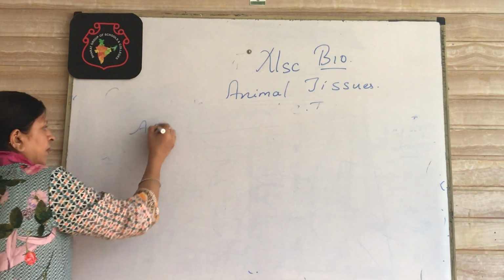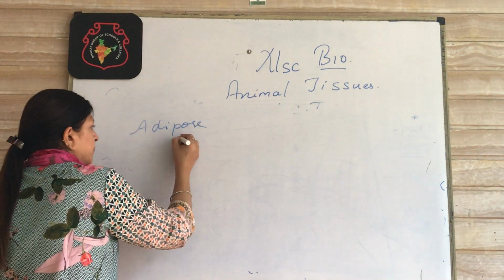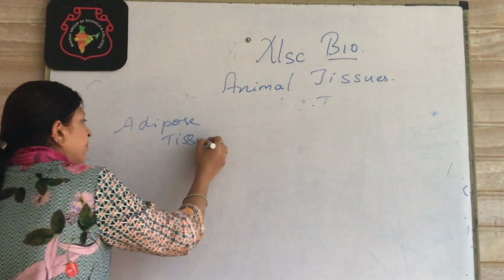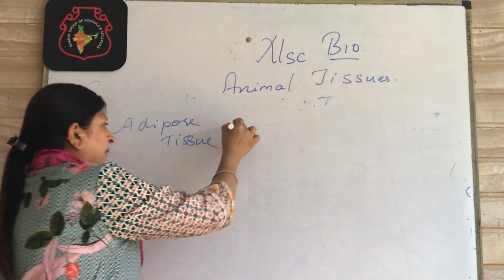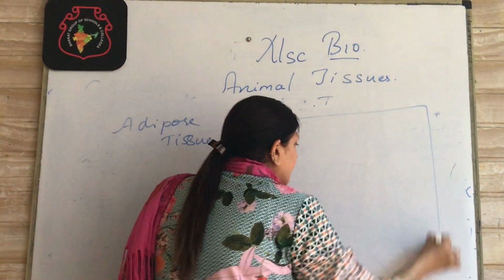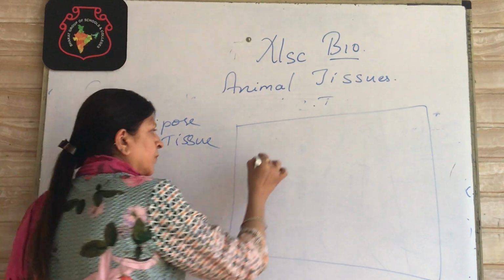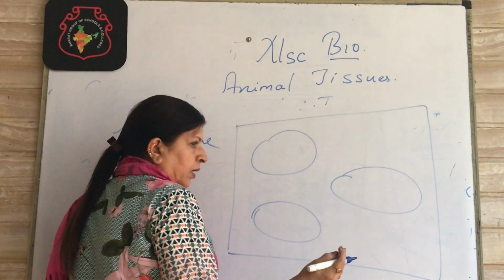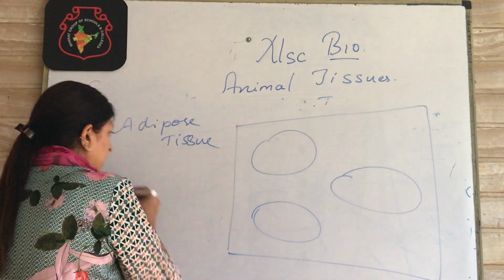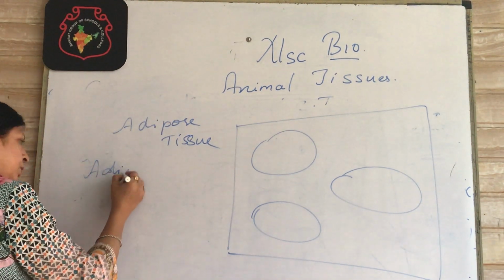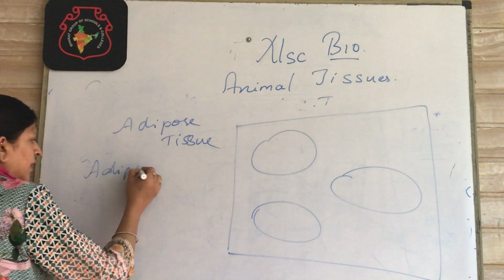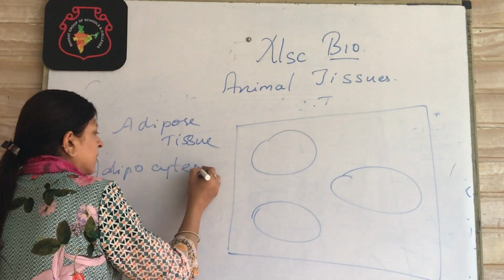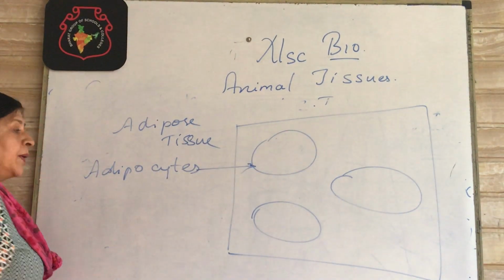Now let me go with adipose tissue. It's a fatty layer, right? Now if I take up a section of the adipose tissue, you will see the adipose cells, so it is made up of cells. And as I mentioned a few minutes back, we call these cells adipocytes.